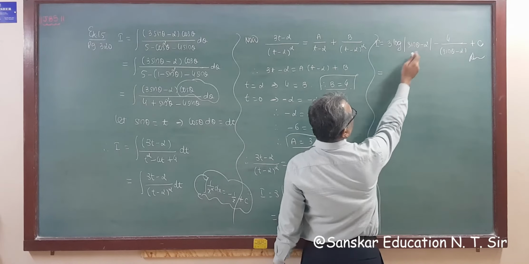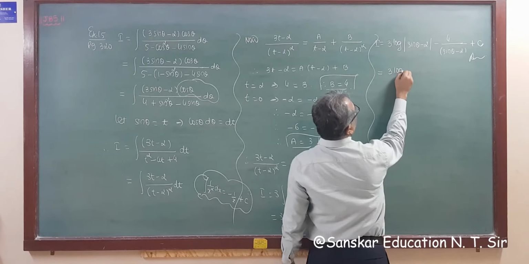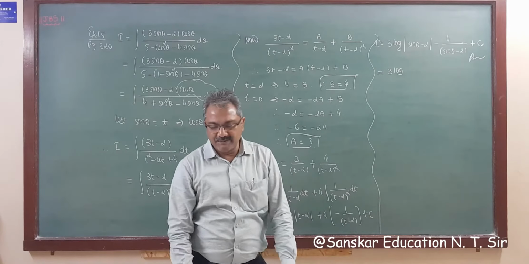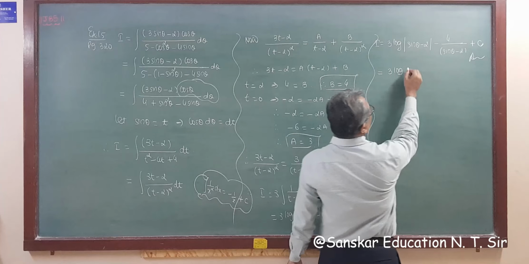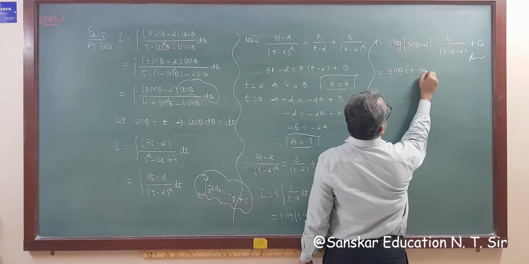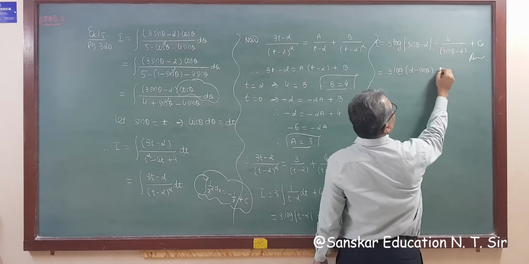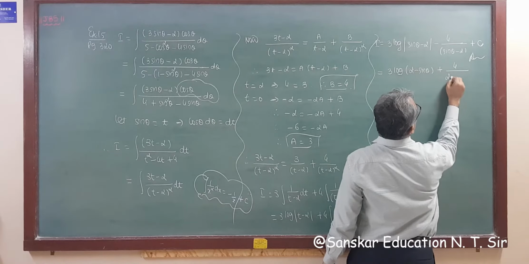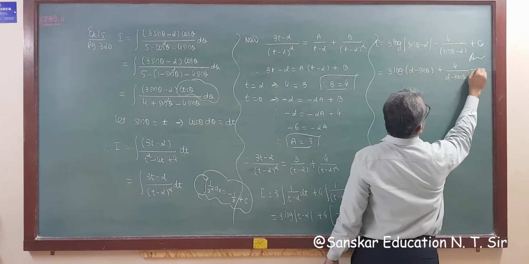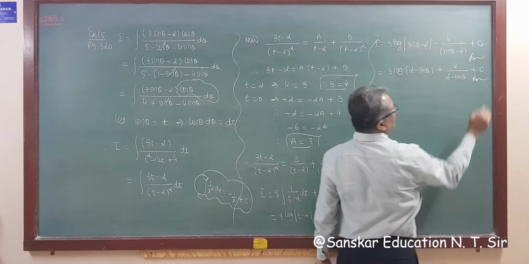So if you don't want to put this log modulus, then you can write 3 times log of 2 minus sin theta, minus, plus 4 upon 2 minus sin theta, plus c. So this is your final answer, right?